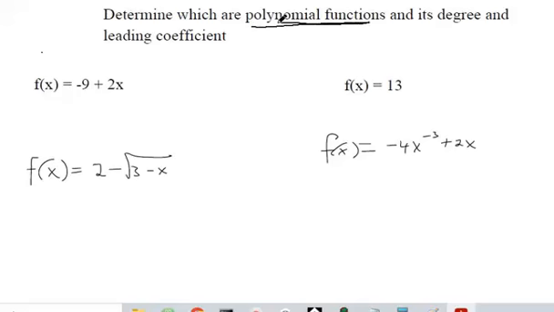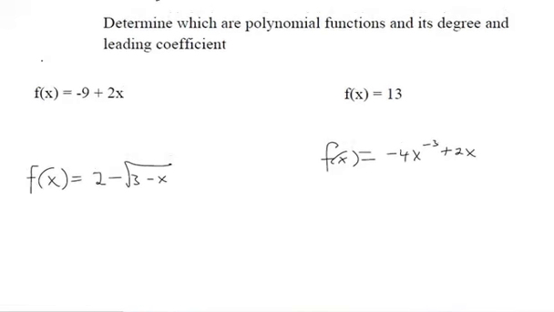A polynomial function is a function with positive integer powers. Okay, so x to the third minus 2x squared. This has positive powers because there's no negative sign in front of these powers, and they're integers, meaning they're non-decimal numbers.